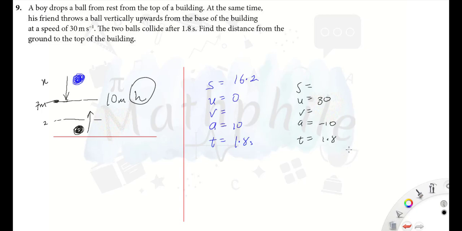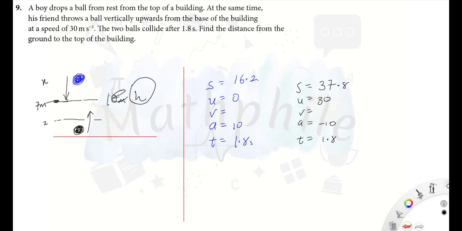45. 45 meters. Okay, so let's come back to this one. Wait, I think it's 37.8. That's 37.8. Yeah. Okay, I'm not calculating, so please be very sure with the answer. That's 37.8.